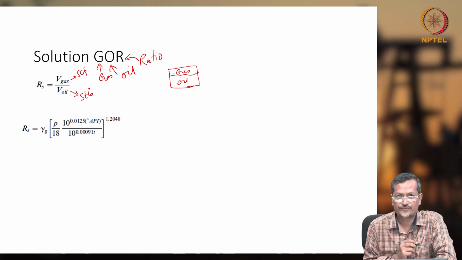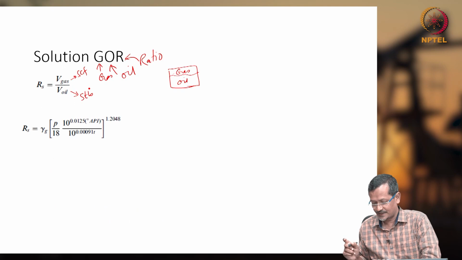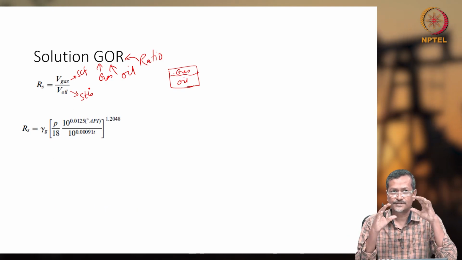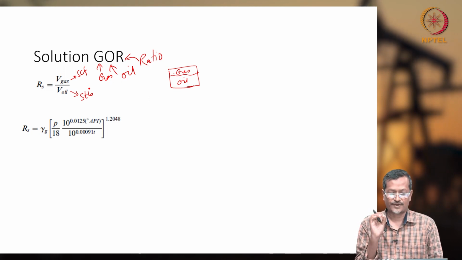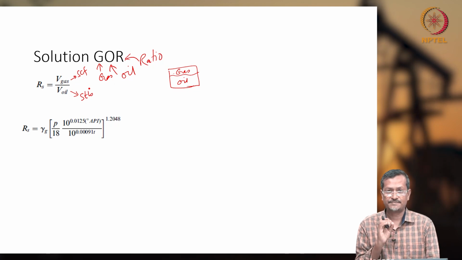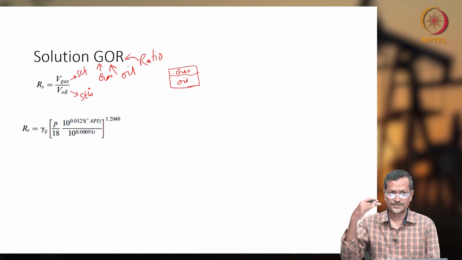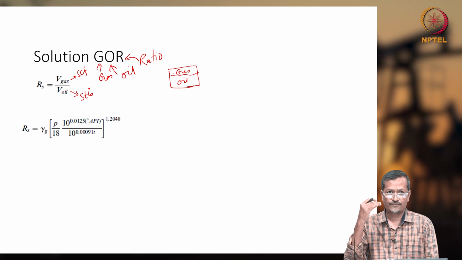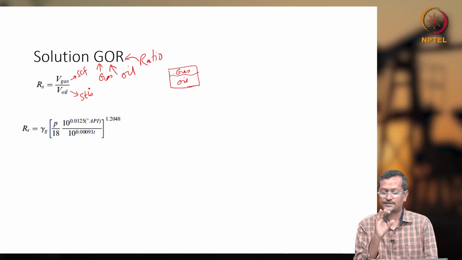Now the volume units are SCF and STB. Again, I am saying the definition: SCF means standard cubic feet, that is surface condition, which is 14.7 psi and 60 degree Fahrenheit temperature. And oil is STB, stock tank barrel, which means surface condition, standard condition, again 14.7 psi and 60 degree Fahrenheit. If you change temperature and pressure, things will change.